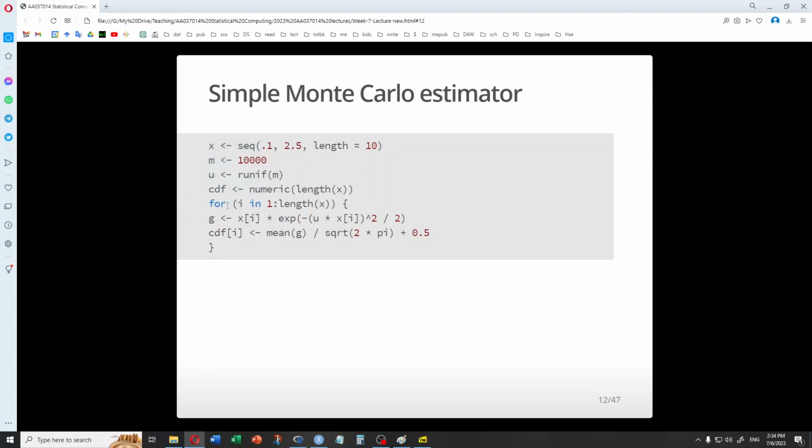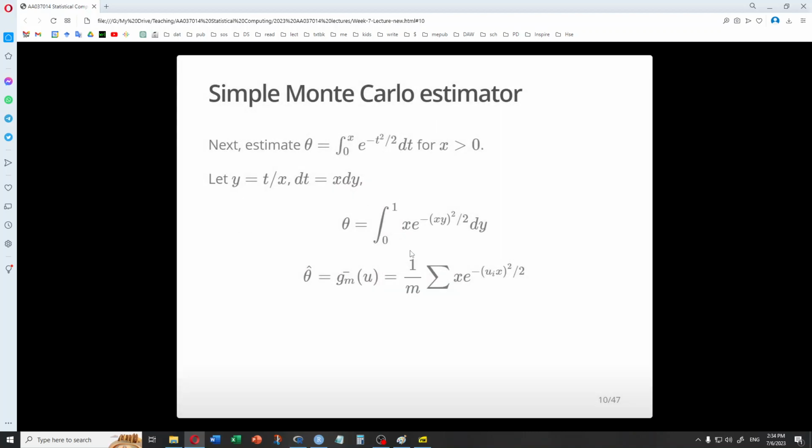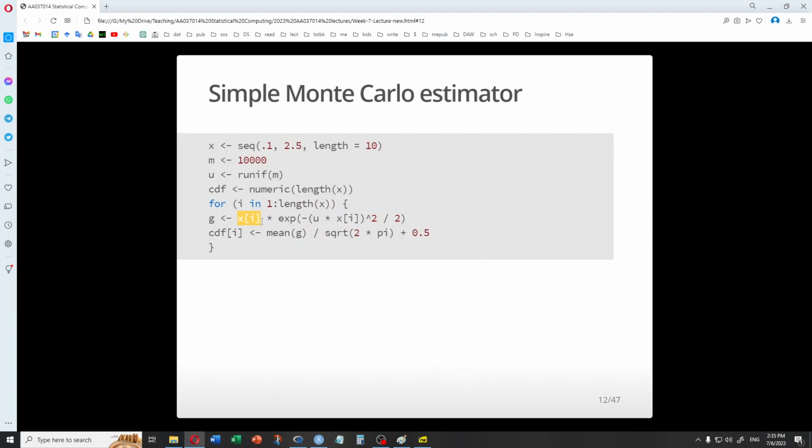Okay, so here you can see from i in 1 to the length of x, and we know that the length of x is equal to 10, because here you decide that x should be 10. First you compute the value for g, where g is given by x times the exponent of negative u x squared divided by 2.